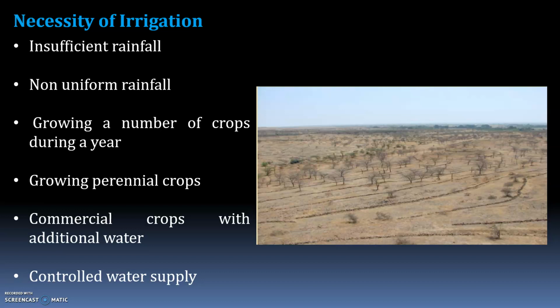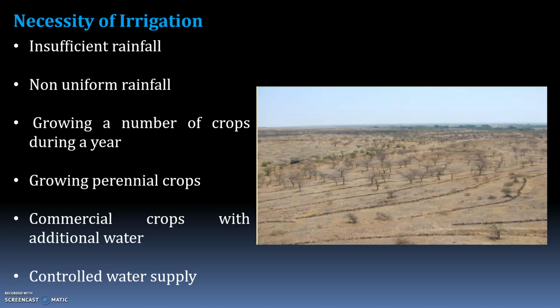In order to get the maximum yield, it is always essential to supply the optimum quantity of water and to maintain the correct timing of water. This is possible only through a systematic irrigation system, by collecting the water during periods of excess rainfall and releasing it to the crop as and when it is needed. Thus, the necessity of irrigation can be summarized in the following points.